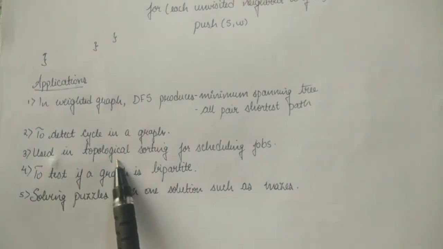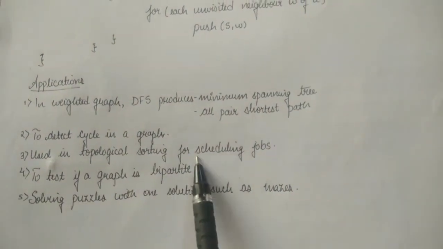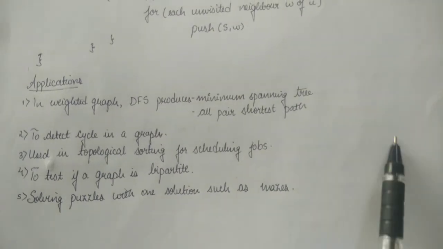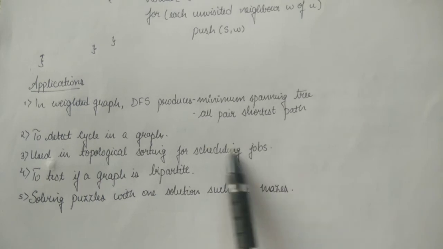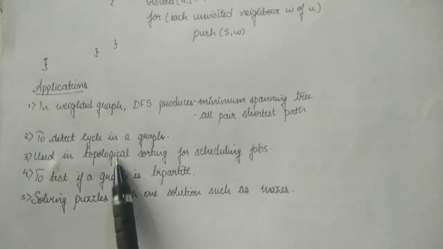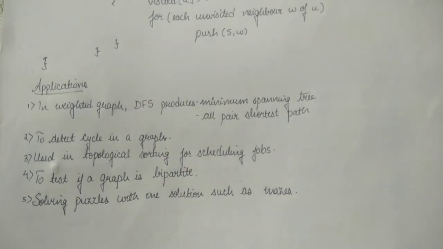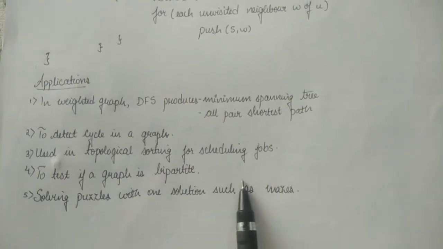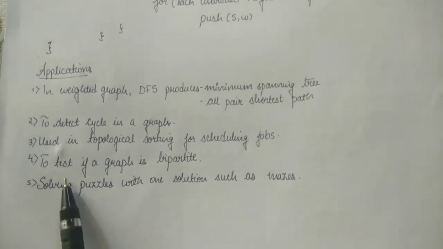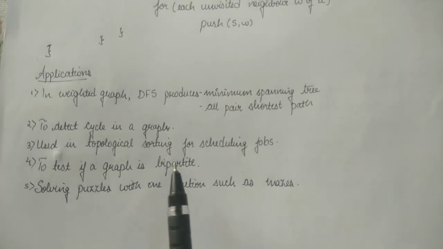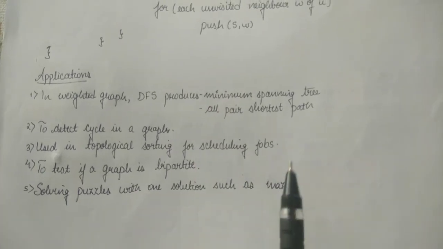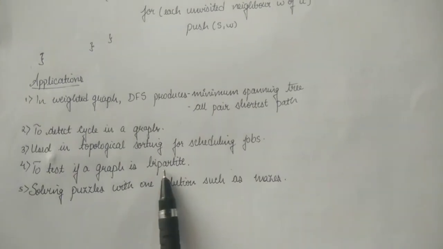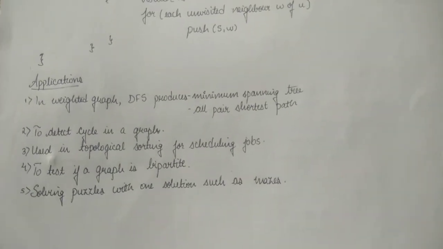It is also used in topological sorting for scheduling jobs. Scheduling jobs comes under OS. So in an operating system, while we schedule the jobs, we use DFS for topological sorting. Then to test if a graph is bipartite or not. Moving on, solving puzzles with one solution such as mazes. Okay, so these are the applications for DFS. I have also mentioned a few applications in BFS.